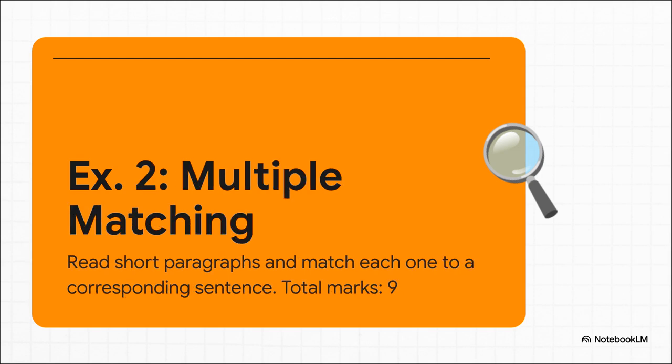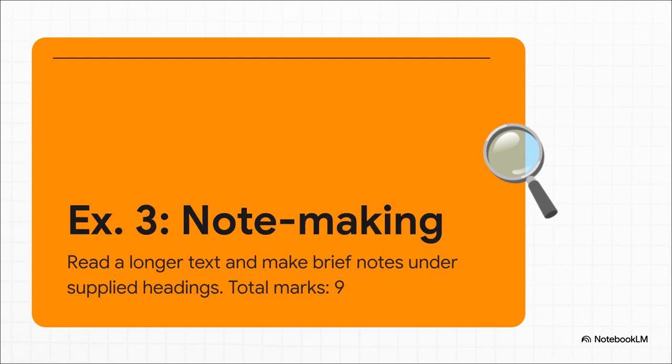All right, next up is exercise 2, multiple matching. Here, you'll read a bunch of short paragraphs. Then you have to match each one to a sentence that captures its main idea. This is really about getting the gist of what you're reading. This one's worth 9 marks. Exercise 3 kind of builds on that. You get a longer piece of text this time, and they give you some headings. All you have to do is pull out the key information from the text and jot down brief notes under the right heading. Super straightforward and also worth 9 marks.